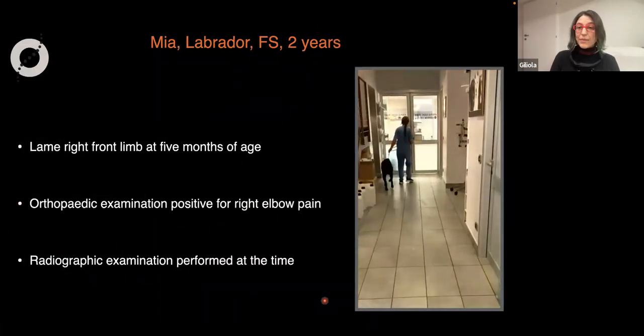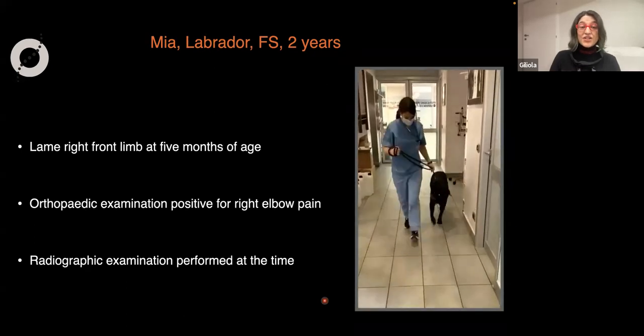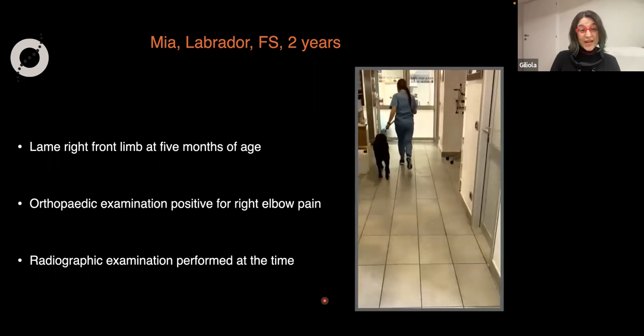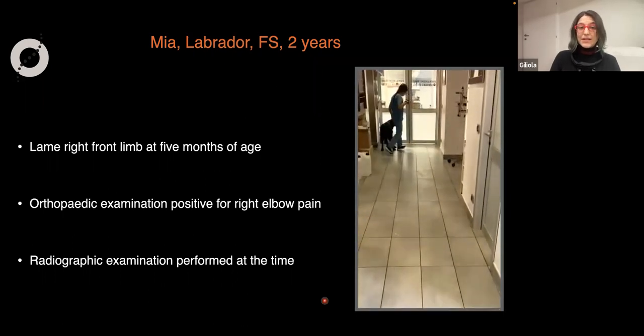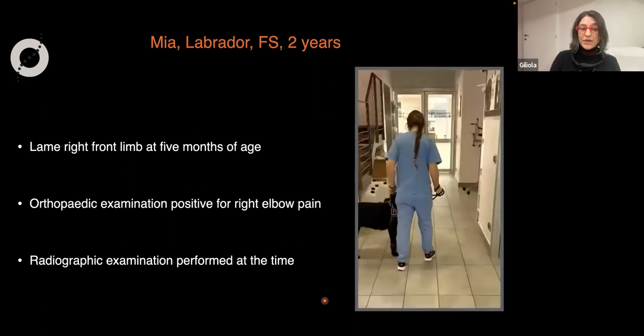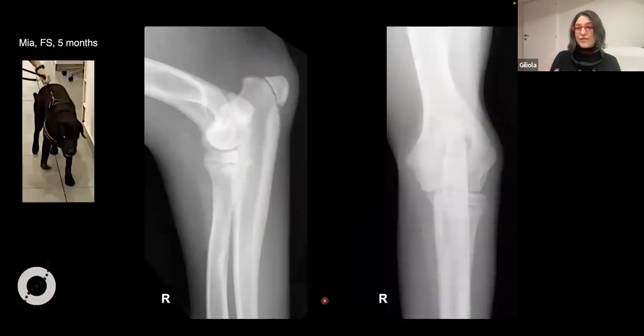This is Mia, a Labrador. She's only 2 years old. She started to be lame when she was 5 months of age. At the orthopedic examination, she was positive for pain in the right elbow. At the time, when she was only 5 months, radiographs were obtained, unfortunately only of the right side. Usually it's always better to have both sides.